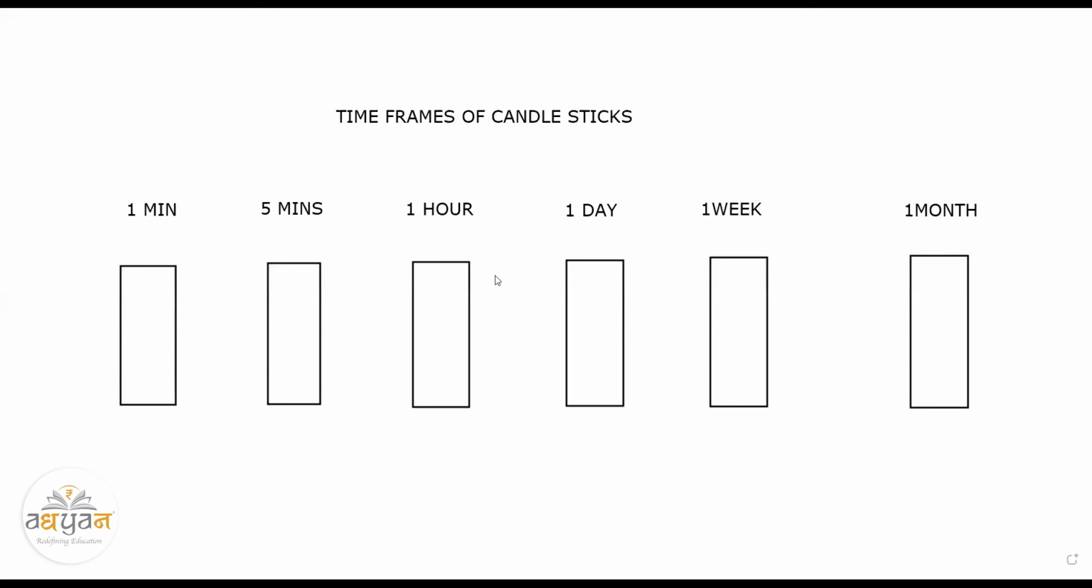Here it is 5 minutes. This is a 1 hour period candle. This is a whole day, that means from 9:15 to 3:30 candle. This is a Monday to Friday candle. This is the whole month from January 1st to January 31st. So this is how you can change the time frame to understand multiple time frame scenarios. These are the different time frames of the candlesticks that you can observe.